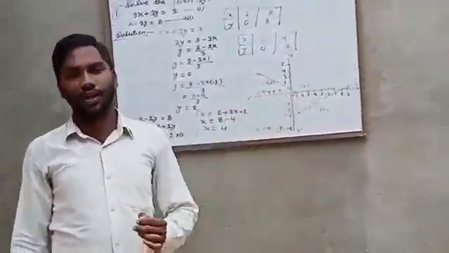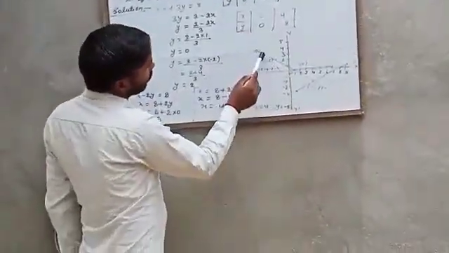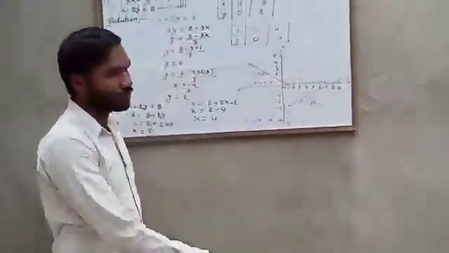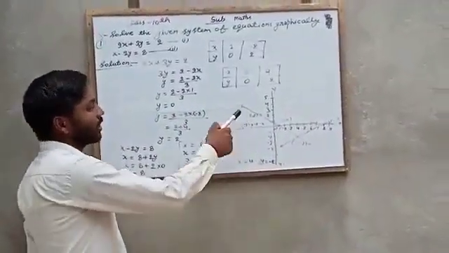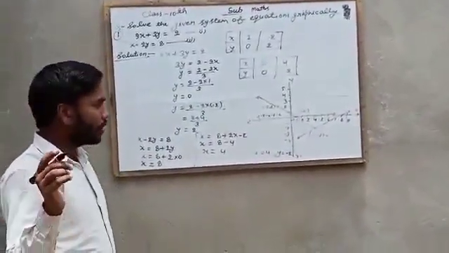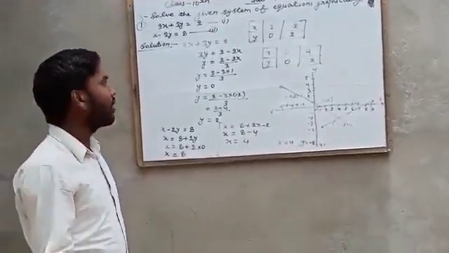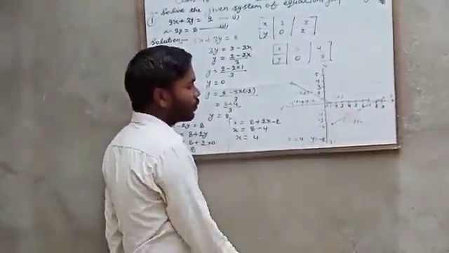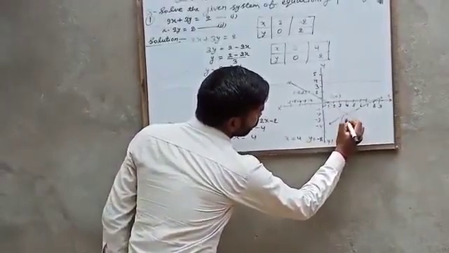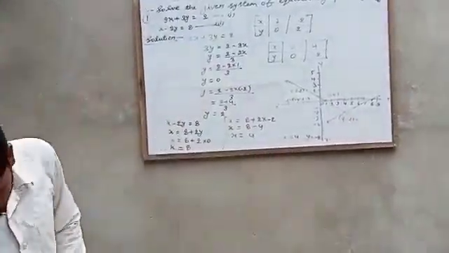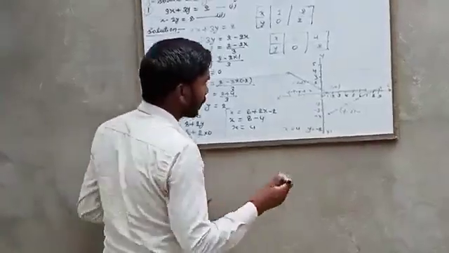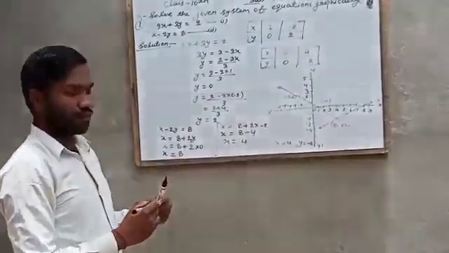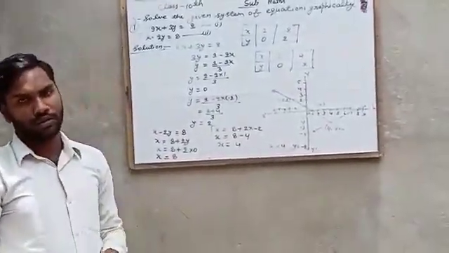So we will plot these coordinates in the coordinate geometry, and here we will make the lines by joining the coordinates. For the first equation our line is this one, and for the second equation our line is this one. The point at which the lines intersect is the solution of both equations. So both lines intersect at 4, minus 2. So this is the solution of both equations. That's all.